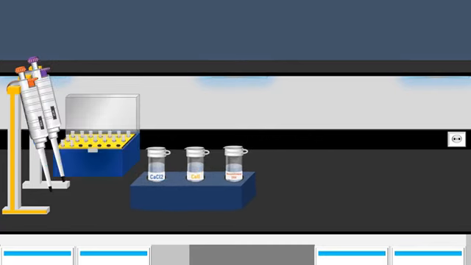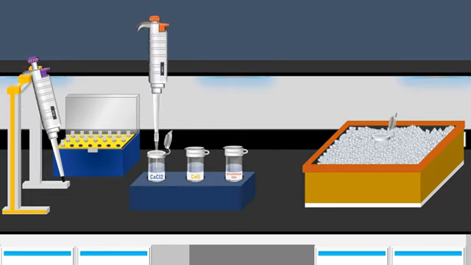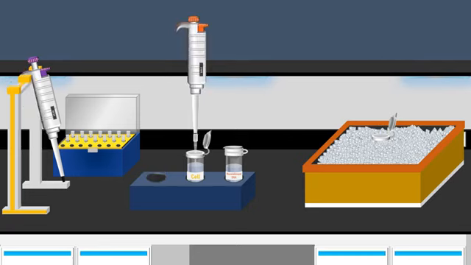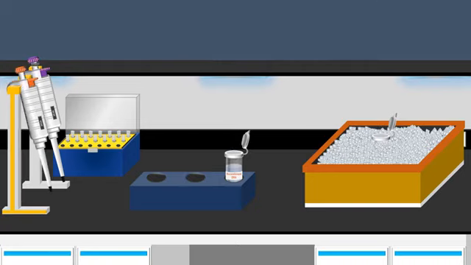For the transformation, a new tube is placed on ice. Subsequently, the calcium chloride solution is added to the tube, followed by the addition of the competent cell solution. Finally, the recombinant DNA is introduced into the tube. Then the reaction mixture is incubated for 10 minutes.